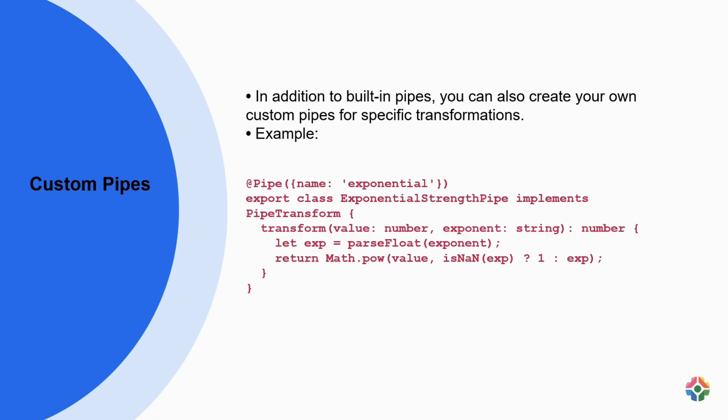In the given code snippet, the transform method calculates and returns the value raised to the power of the provided exponent. Custom pipes can be utilized in Angular templates by their assigned name, exponential in this case, to implement the custom transformation logic. By incorporating custom pipes, developers can modularize and enhance the data transformation capabilities of their Angular applications beyond the functionality provided by built-in pipes.